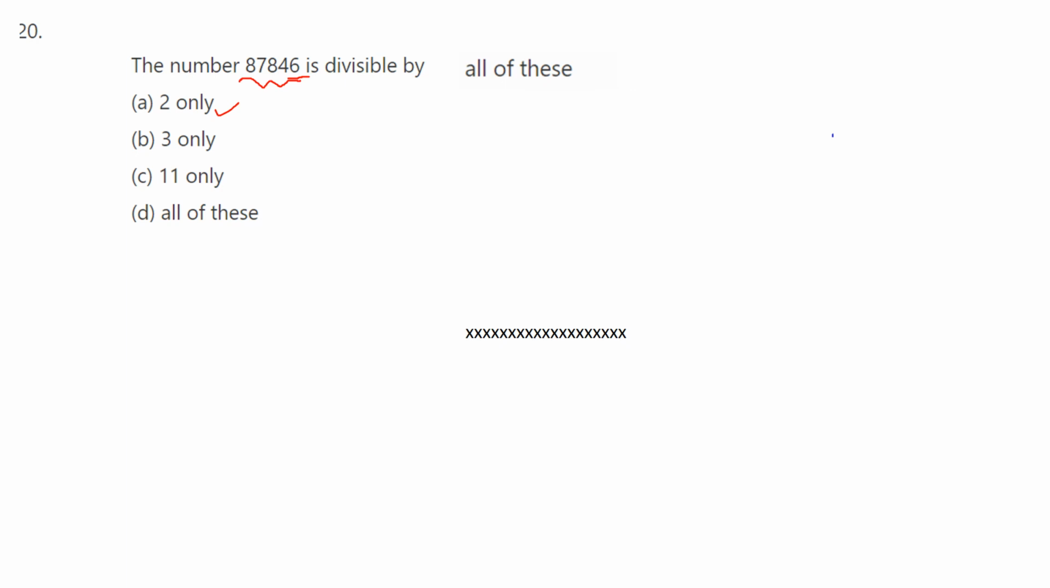3 means sum of the digits: 6 plus 4, 10, 10 plus 8, 18, 18 plus 7, 25, 25 plus 8, 33. 33 is divisible by 3. But not only. So that is wrong. Here also 3 only, that is also wrong because the number is divisible by 2 and 3. And 33 means it is also divisible by 11. So that option is all of these.